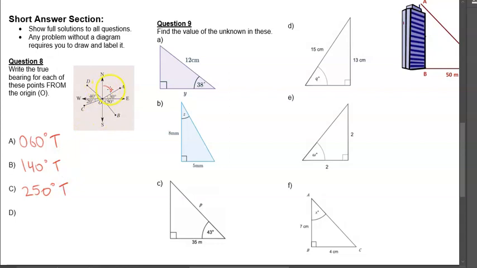The last one rotates all the way around until we get to D. In this case, I'm going to do 270, so 90, 180, 270, then add the extra 40. So 270 plus 40 is equal to 310.